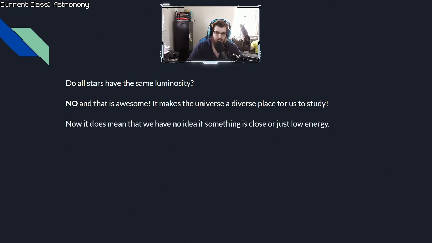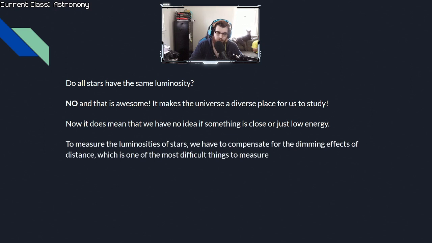Now, it does mean that we have no idea how close something is, or if it's just a low energy star. That's the downside. We have absolutely no way of knowing if the amount of light we see is because of the amount of energy the star puts out, or if it's how far away the thing is. So to measure the luminosities of stars, we have to compensate for the dimming effects of distance. But if we don't have the distance, then we can't do that.